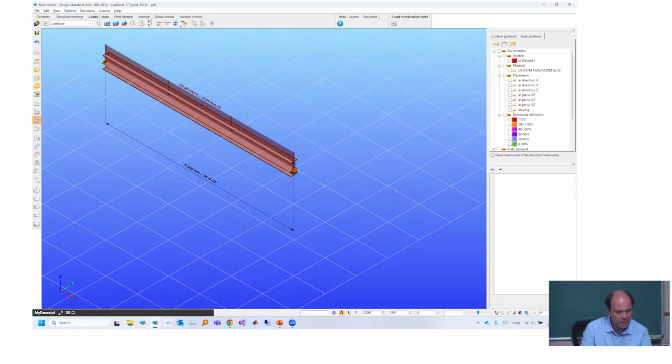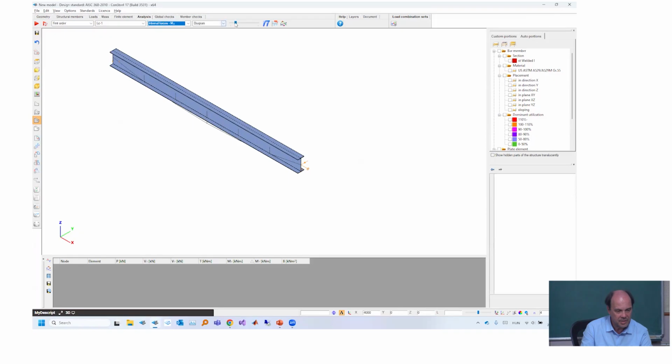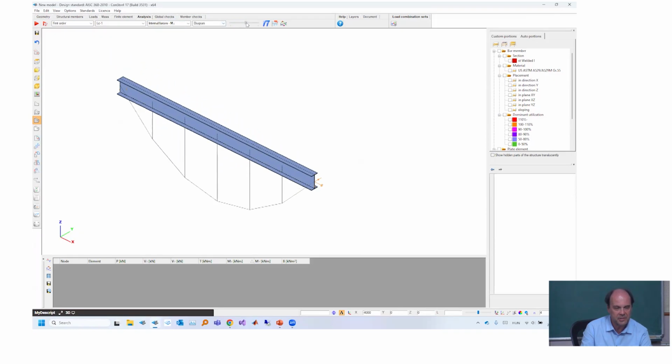Okay, now if we come to first order internal force mx, we see the bending moment diagram. We can increase the scaling of the diagram representation by sliding the slider left and right.